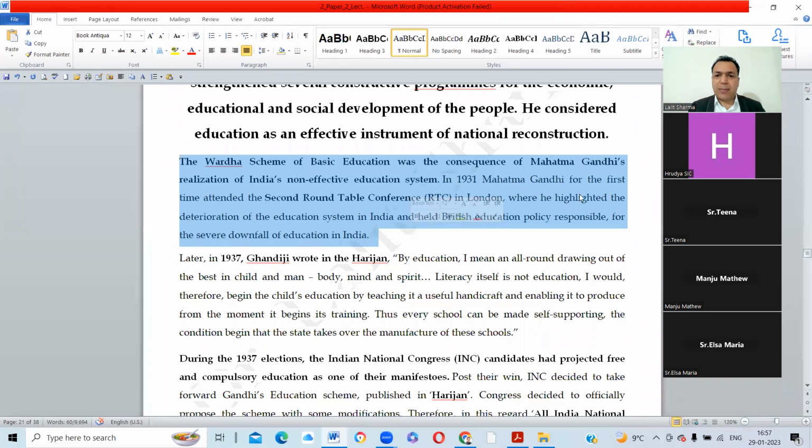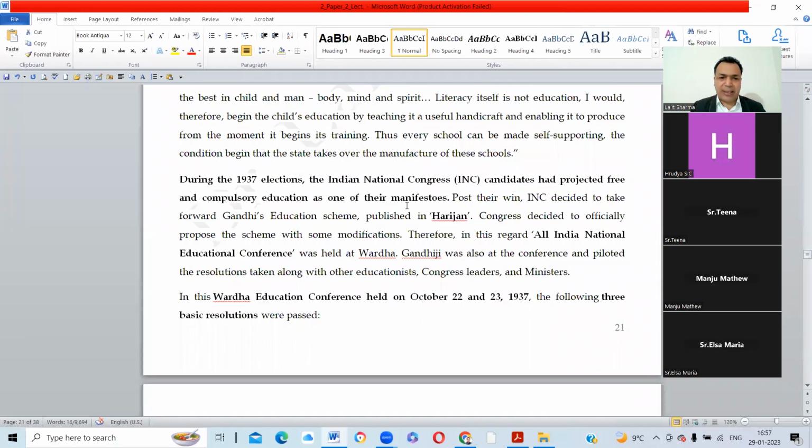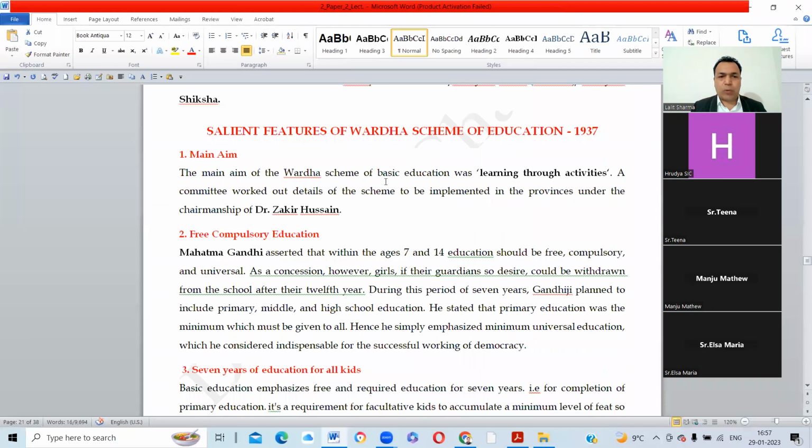In 1931, Mahatma Gandhi for the first time attended the Second Round Table Conference. A little bit, you can write it, guys. What was the reason behind it? Basically, you have to talk about the salient features of the Wardha scheme of education. First, the main aim. What is the main aim? Learning through activities, because I have just discussed it.